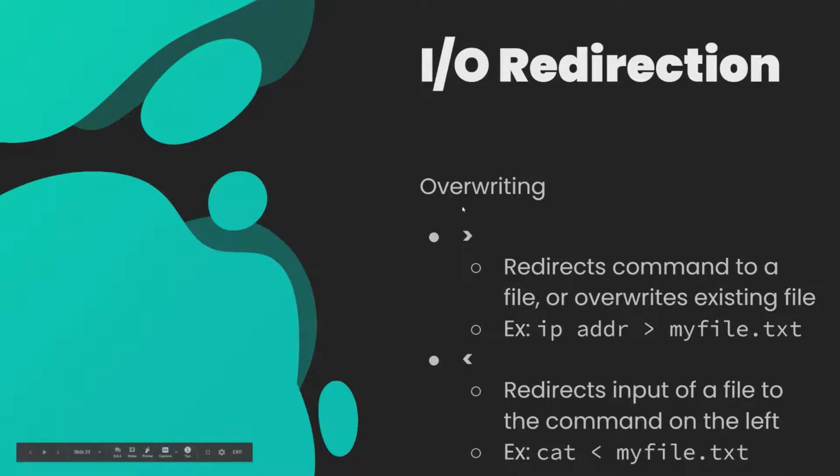Yeah. This arrow redirects the output of the command on the left side to a file on the right side. And conversely, the arrow pointing to the left redirects input of a file to the command on the left side. You probably won't be using that one as often. You'll probably be using the one on top more often. So let me demonstrate that for you guys.